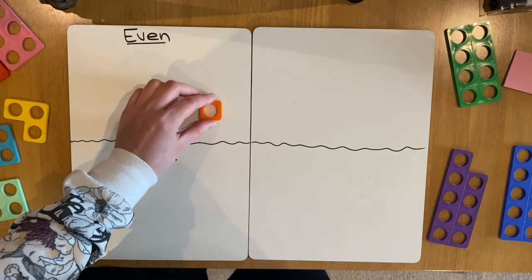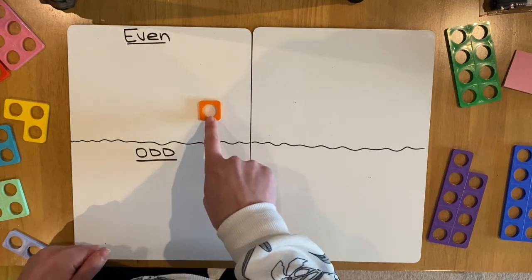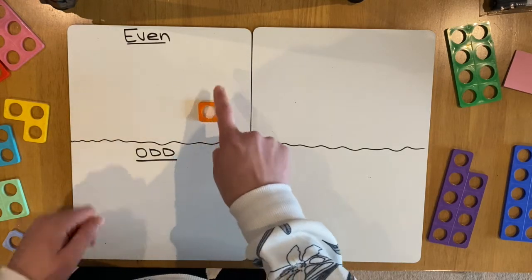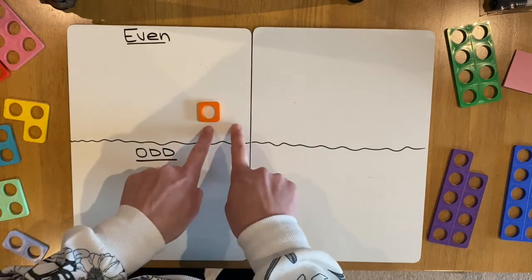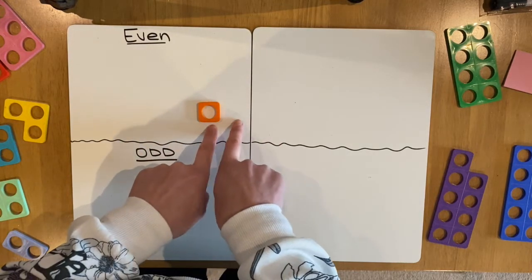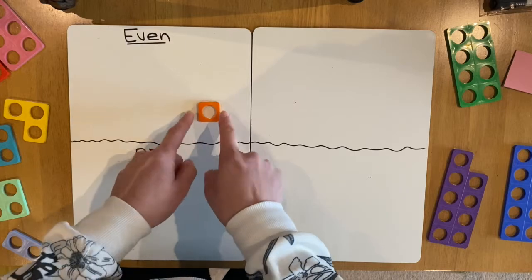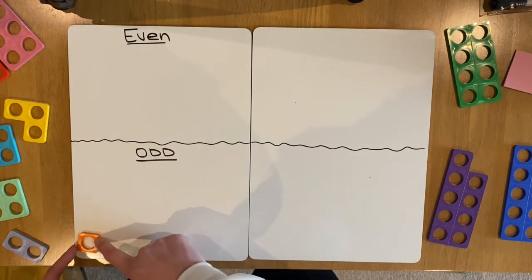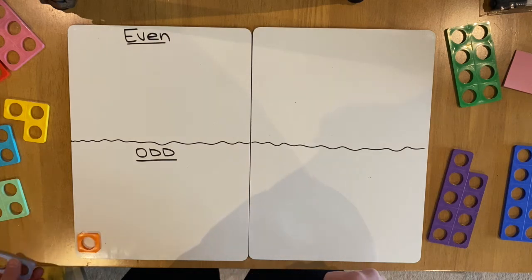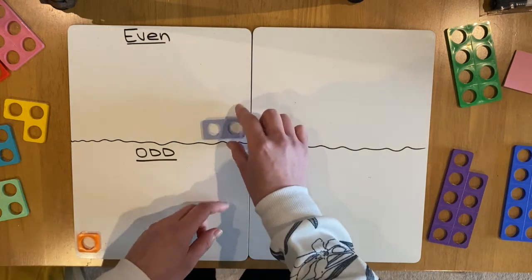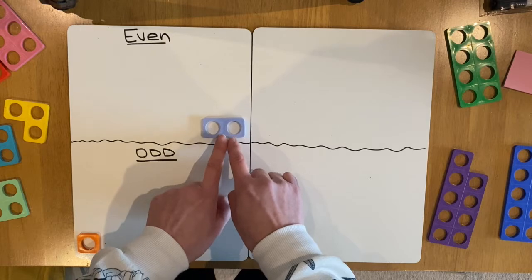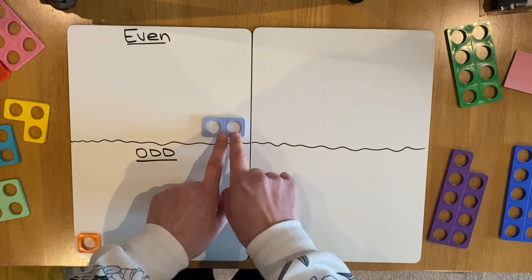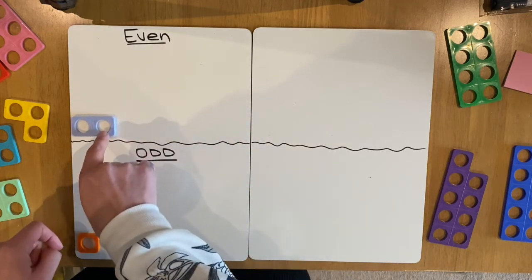First number, the number 1. Now, if you remember from year 1, an even number has a buddy. So does the number 1 have a friend? No, number 1 is lonely, so it goes into the odd section. Next number, the number 2. Does the number 2 have a friend? Yes, the number 2 has a friend, so it goes into the even section.